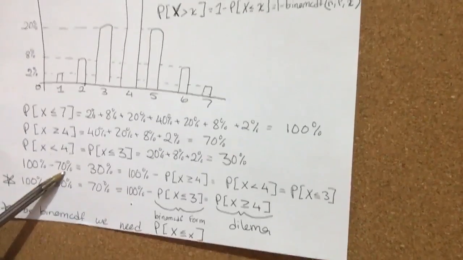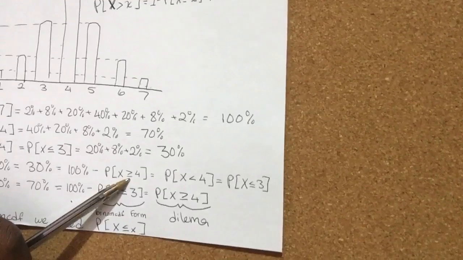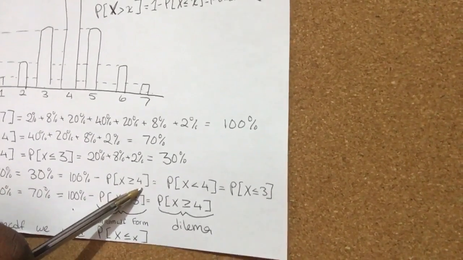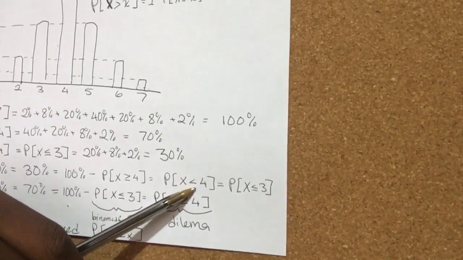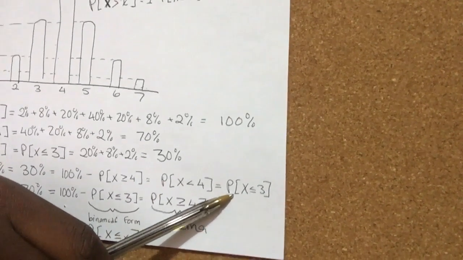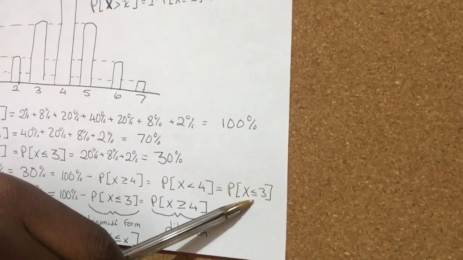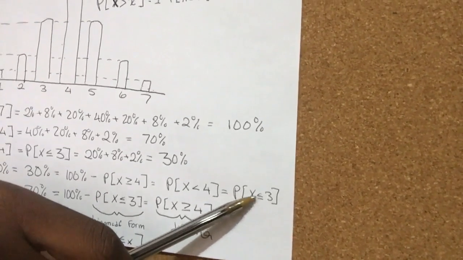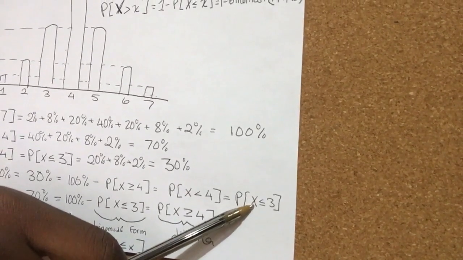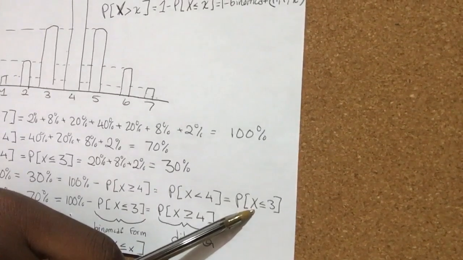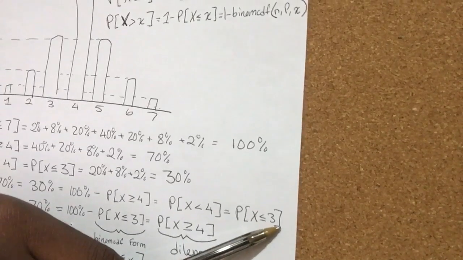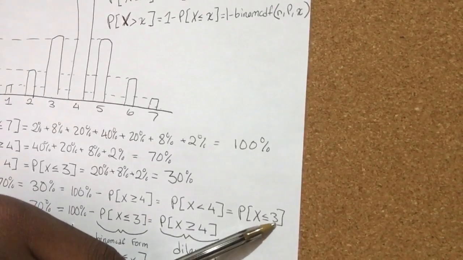Now let's substitute the 70%. So that's 100% minus the probability that x is greater than or equal to 4. It's going to be equal to the probability that x is less than 4, which is going to equal the probability that x is less than or equal to 3. And the reason why I wrote this is because this is what we need for the binomial distribution CDF. So for binom CDF, you need to put everything in x is less than or equal to the amount of successes that you're trying to get. And that's very important.